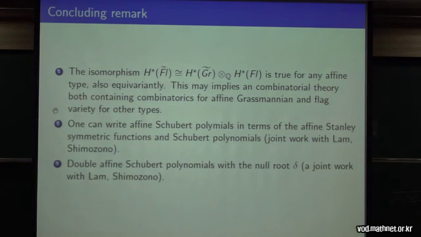These are some ongoing research directions. You can define affine Schubert polynomials for other types, because this decomposition theorem is true for other affine types. You can also replace cohomology by the equivariant version, equivariant K-theory, quantum cohomology, etc. There is a lot of work to do.